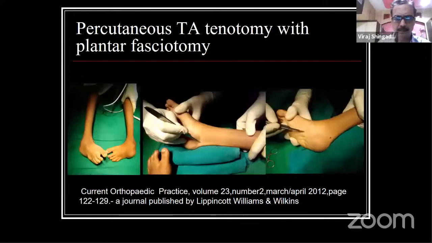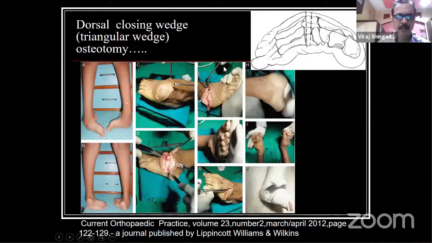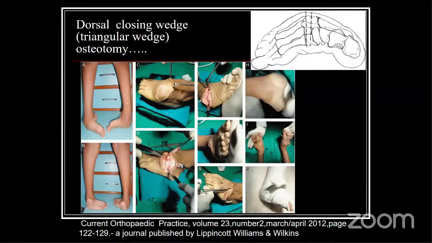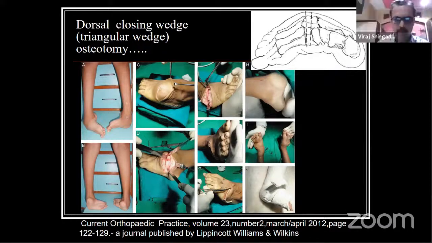Now this is a picture of how we do the tenotomy, a complete tenotomy. We have operated even till 40 years of age, as Alaric was discussing, and we didn't find a problem; the tendon regenerates very well. Plantar fasciotomy, and then a dorsal wedge osteotomy where we take an elliptical incision and take out a wedge from the cuboid, the lateral, medial and intermediate cuneiform. Depending upon the severity, we might extend this osteotomy to further bones. Then we take out the wedge and close the osteotomy site, just like closing an open book.